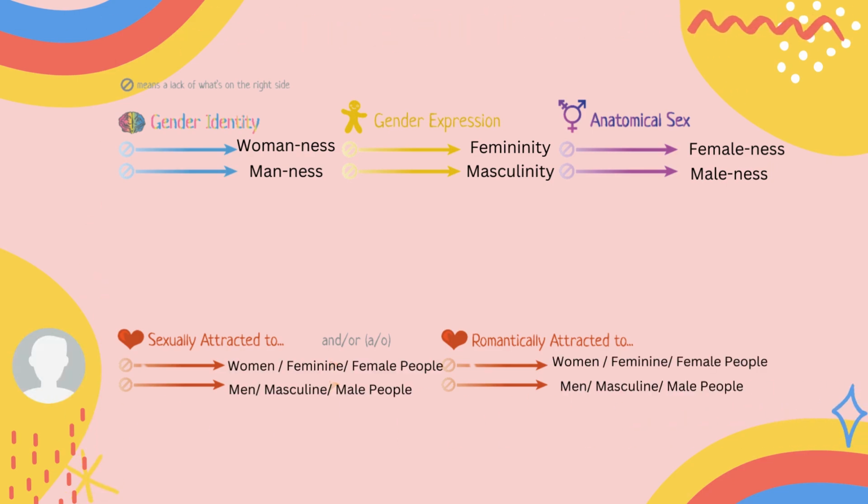People experience attractions, or don't, in a lot of different ways. Two common ways that we describe attraction are as sexual and romantic. Some people experience both, some only one, and some neither. And within those experiences of attractions, we often focus on the gender of the others that we are attracted to.